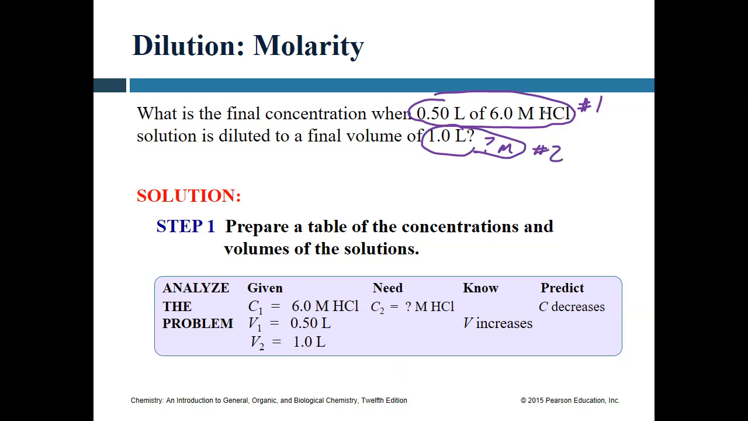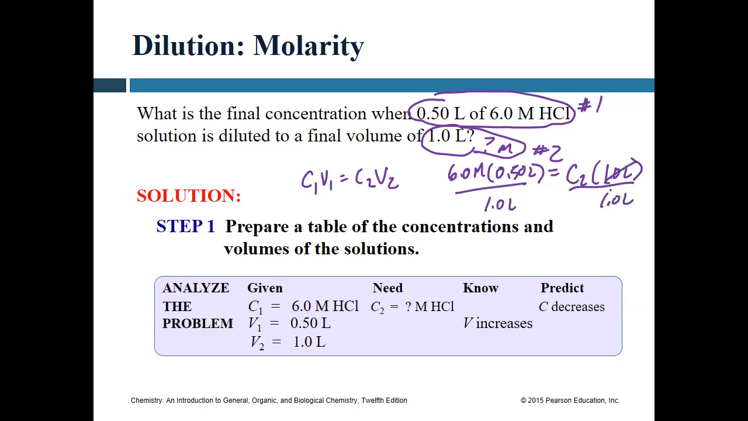And so from that standpoint, if I'm doing C1 times V1 is equal to C2 times V2, I can put that all together, 6.0 molar times 1/2 liter is equal to the unknown concentration times 1 liter. No cross multiplying this time, it's just simple algebra. I'm going to divide each side by 1 liter. Liters cancel on this side, everything else cancels over here. 6 times a half divided by 1 is 3. Didn't even need my calculator for that.